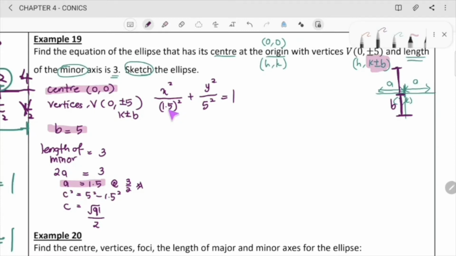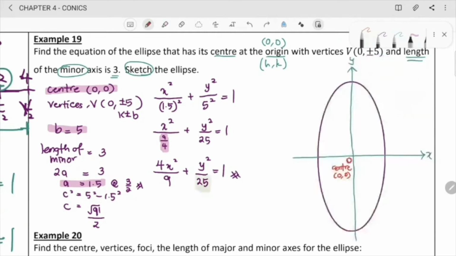For the x term, you will have 9/4. The y term is y squared over 25. Everything equals 1, but do not leave it like this. Rearrange it by bringing the 4 to the top. The final answer must be in this form, as it is the simplest. That's the equation of the ellipse.